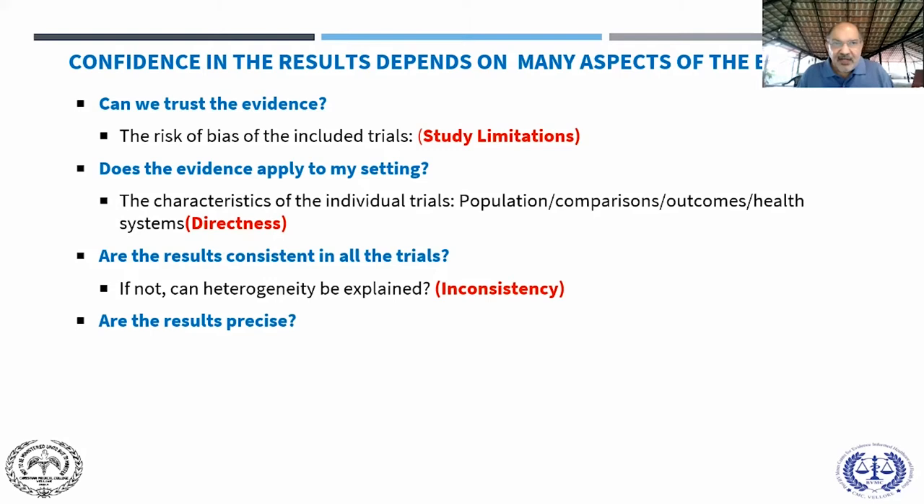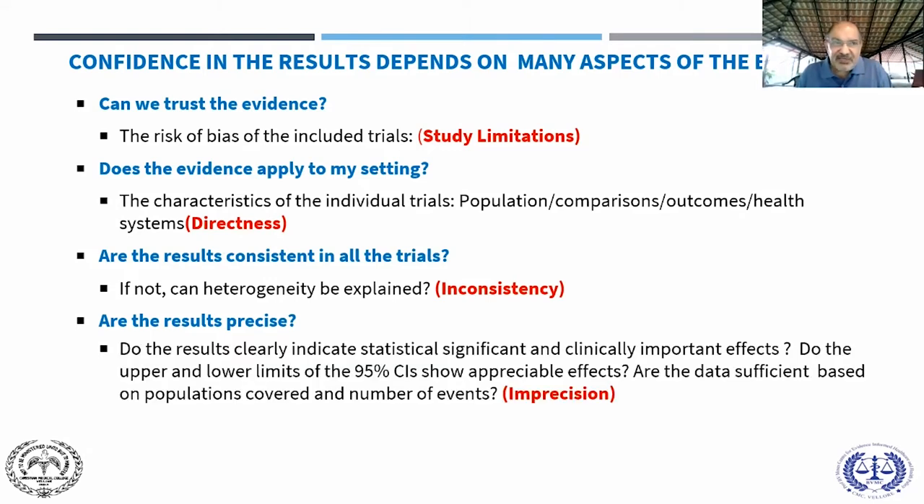Then you want to know, are the results precise? By which I mean, do they create confusion in your mind on whether you should or should not be using it? If you find that at the upper end of the confidence interval, you're very sure you use it, but at the lower end of the confidence interval, you're either saying, I will not use it, or I'm not very sure whether it's going to be, it's only a marginal benefit, that creates imprecision.